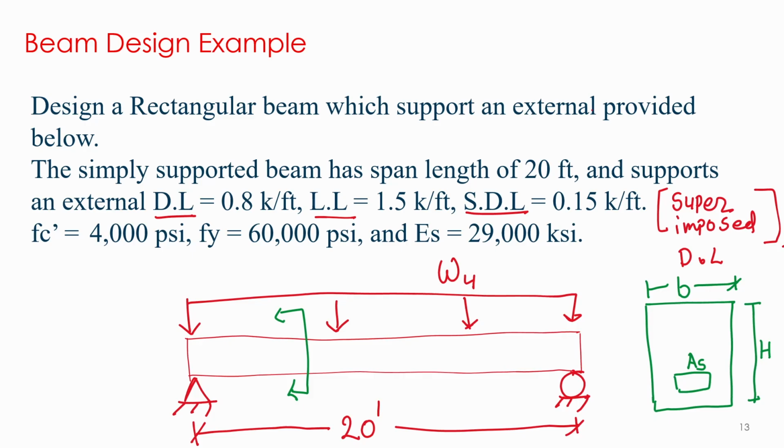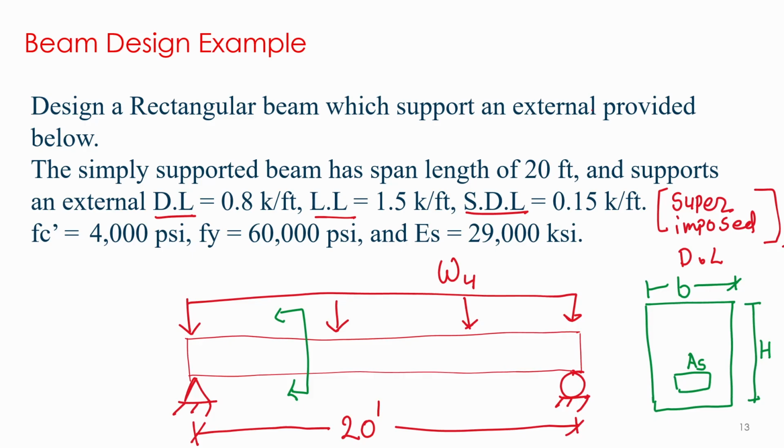So I gave you here some beam design example with some external dead load. You have live load, superimposed dead load, but the dead or self weight of the beam is not given to you. What else is given? That we have a simply supported beam with span length of 20 feet, which supports all these types of load. You have compressive strength of concrete, which is given as 4,000 psi. Then you have yield stress, which is 60,000 psi, and modulus of elasticity, which is 29,000 ksi.